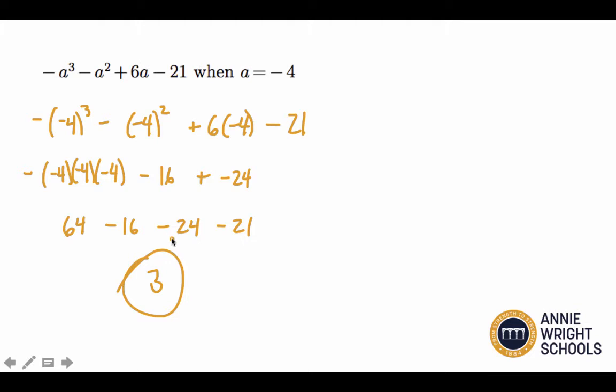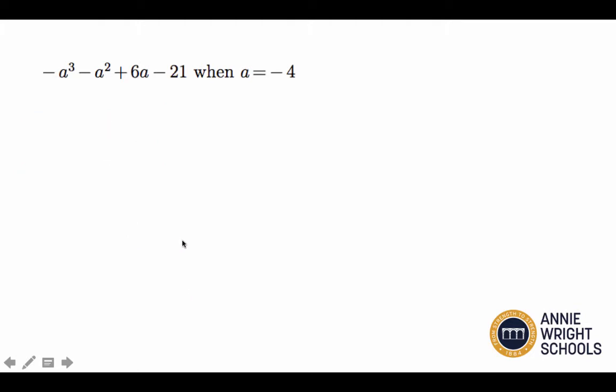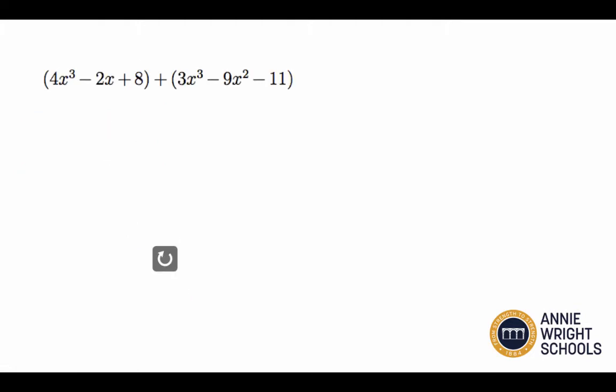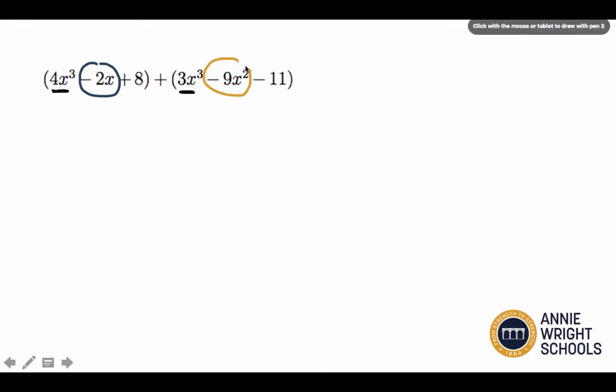The other thing we're going to practice with polynomials right now is adding and subtracting polynomials. When we add and subtract polynomials, all we're doing is collecting like terms. So when you get a problem like this, in each parenthesis we're adding, so I really don't even need the parentheses. I look here and I have a 4x cubed and a 3x cubed. And then I have a negative 2x and I don't have any other x's. And then I have a negative 9x squared and I don't have any other x squareds.